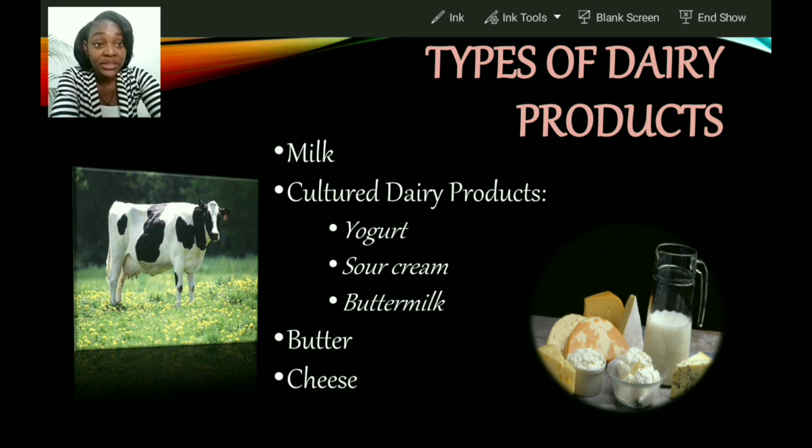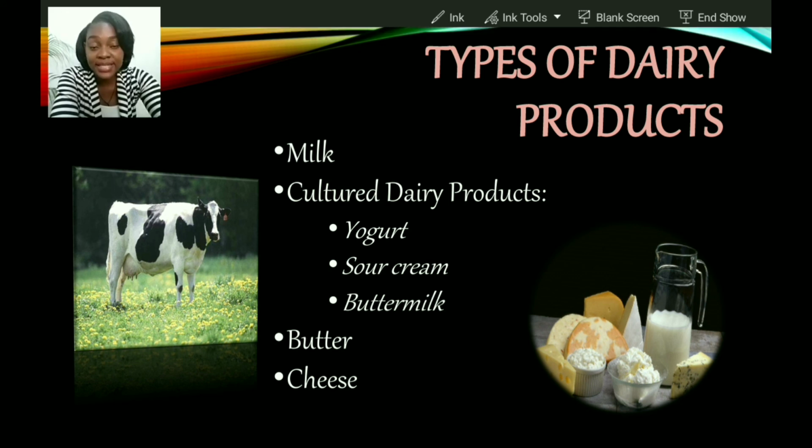Next, cultured dairy products. Remember, we speak of what cultured dairy products are. Examples of these are yogurt, sour cream, and buttermilk. Butter and also cheese. Now, in our next video, we'll look at the production processes of cultured dairy products and also butter and cheese in more detail.